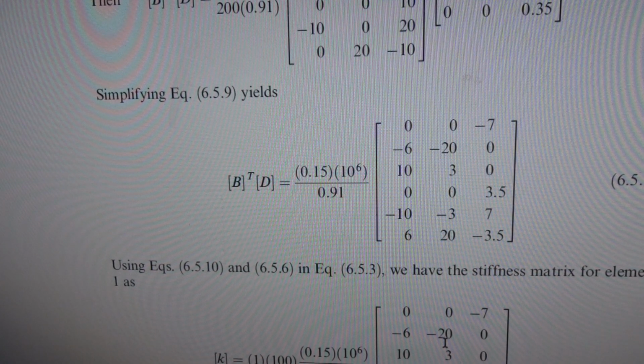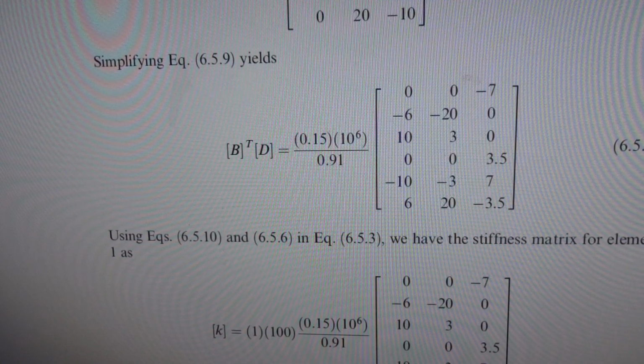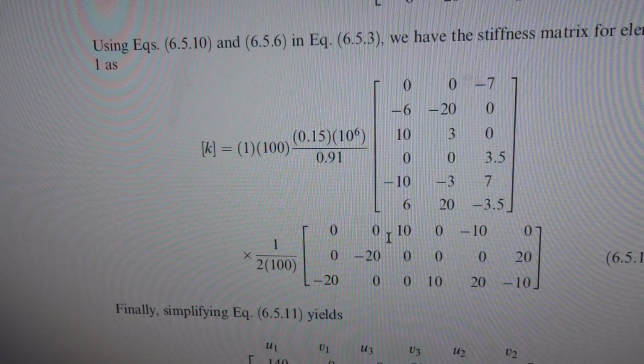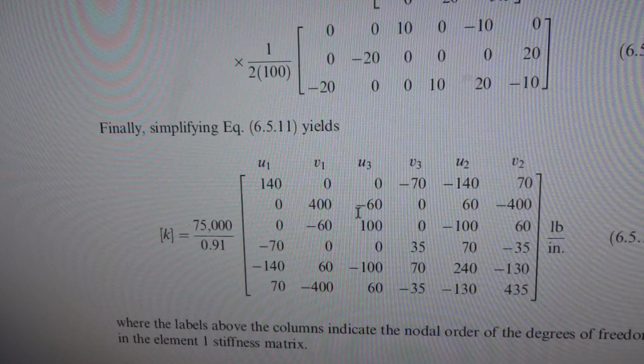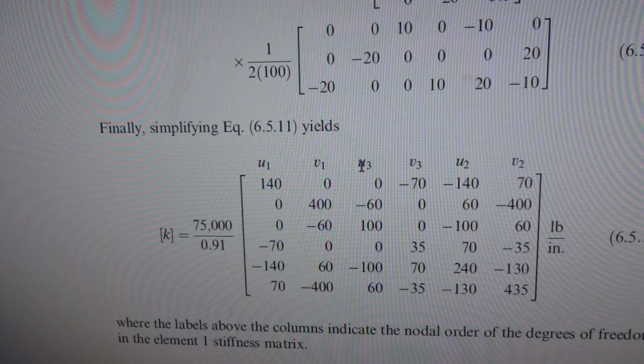This is B into D, and this is BT into D, already mentioned here. So BT into D, then multiplied by B, with area and thickness: BT into D into B. So for element 1, finally you will get this matrix for K, in the degrees of freedom U1 V1, U3 V3, U2 V2.